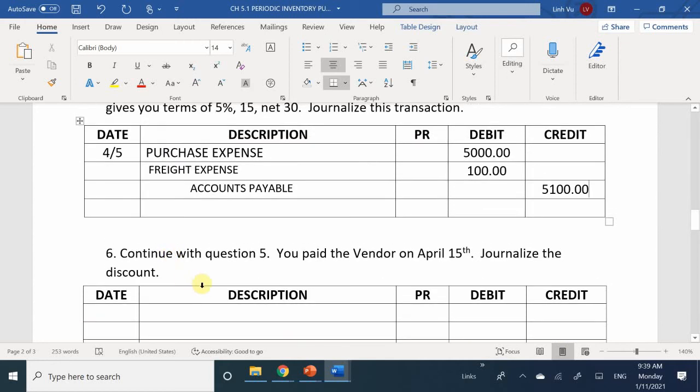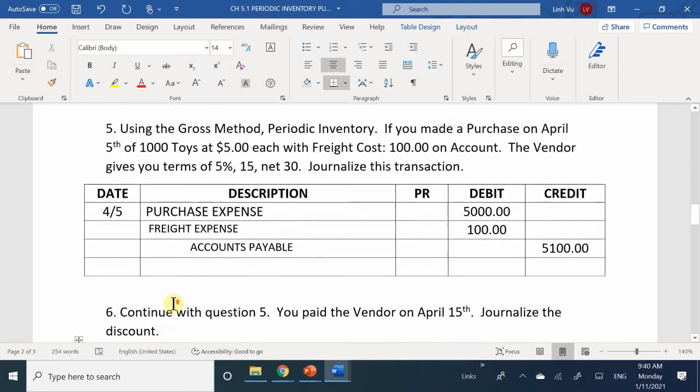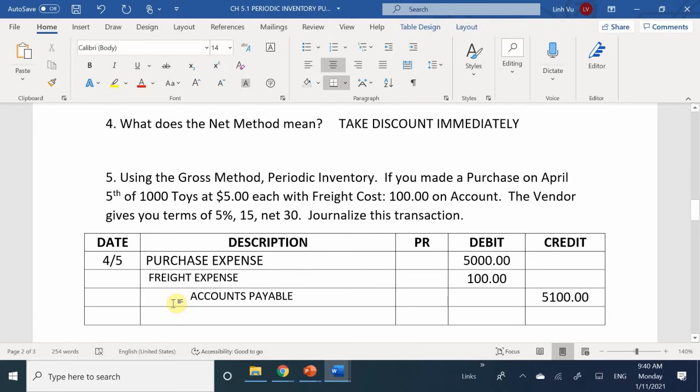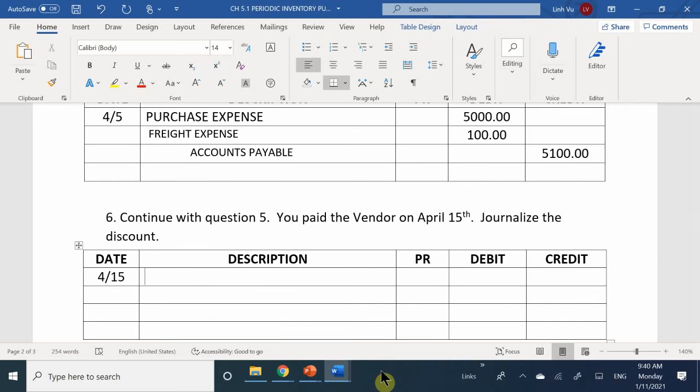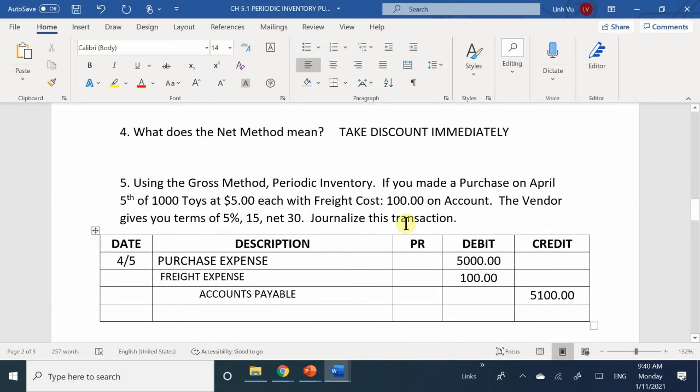Okay. Now, number 6 says continue with question number 5. You paid the vendor on April 15th. Journalize this transaction. So it's April 15th. What happened on April 15th? We paid the vendor. Accounts payable. Debit accounts payable, good. $5,100. Good. 5,100. Debit. There we go. Scroll up. And then what happened here?